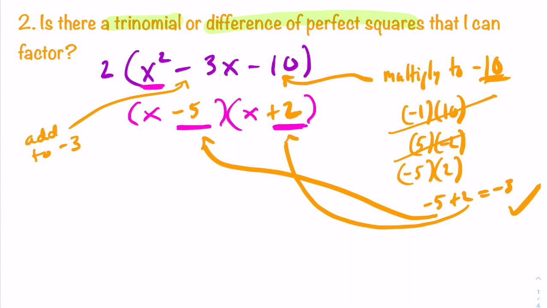So these two terms, that binomial and that binomial, are what we get when we factor the trinomial. And then don't forget that we had that 2. So I'm just going to bring our 2 down as well from our original problem. And that is our complete answer.